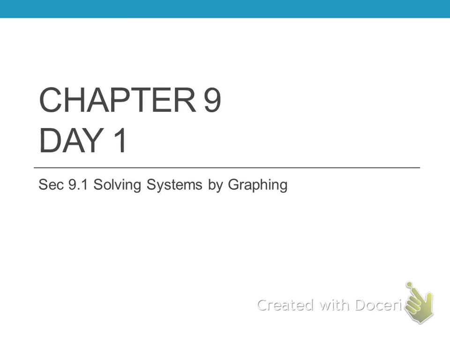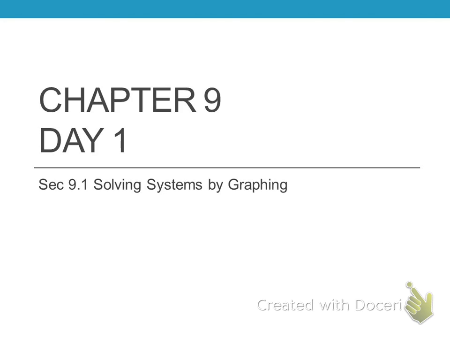All right, so we are starting chapter 9 today. Chapter 9 is all about systems of equations. We're going to learn 3 different ways to solve systems of equations. Today we're going to focus on solving them by graphing. So it'll feel a lot like last chapter.